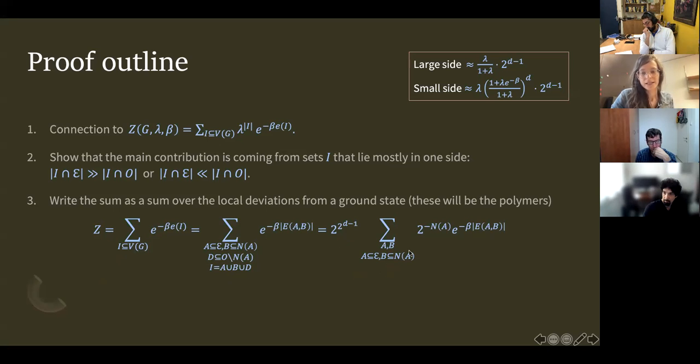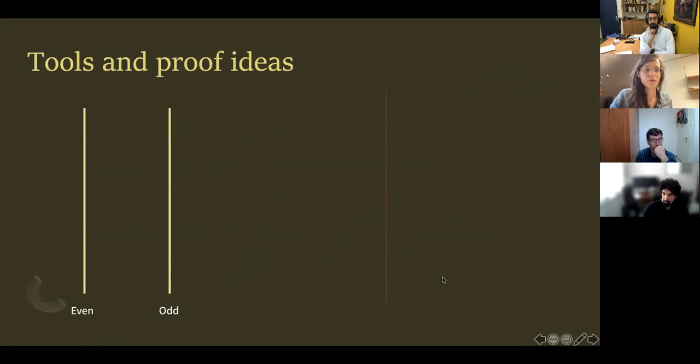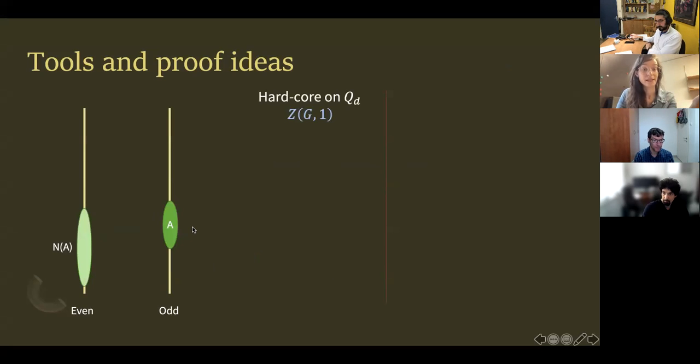Okay, so we still have this huge sum that we need to understand. And just maybe to give you some intuition about how it relates to or differs from the previous works. So okay, assume that we have this bipartite graph. We are in the hypercube, and we have a small set on the other side. We call it A. Sometimes we call it a defect. And now we will look at its neighborhood.